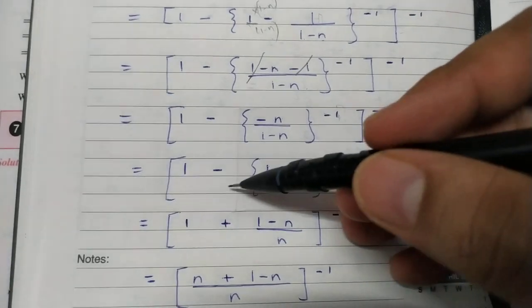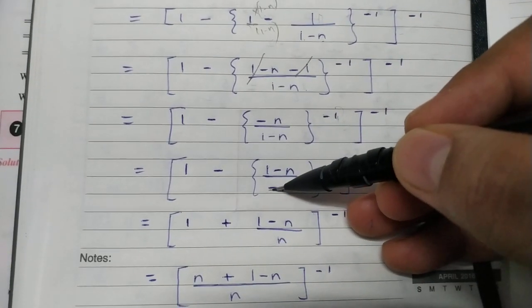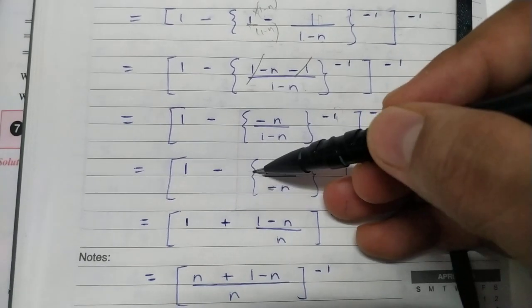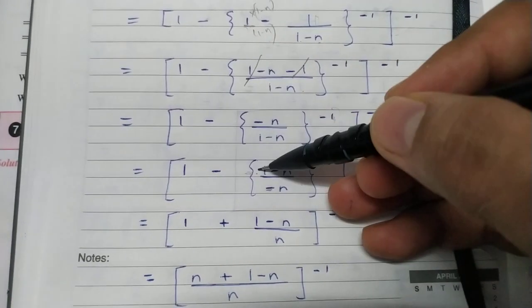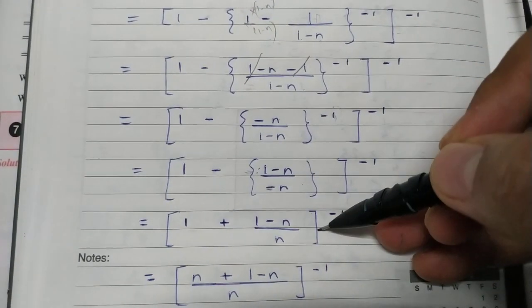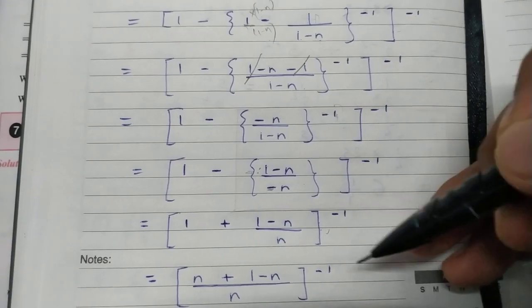Now let's open the brackets. There is a minus sign here. The denominator's minus sign becomes the minus sign of the whole fraction, and minus into minus becomes plus. So this is what we get. So now only one bracket is left.